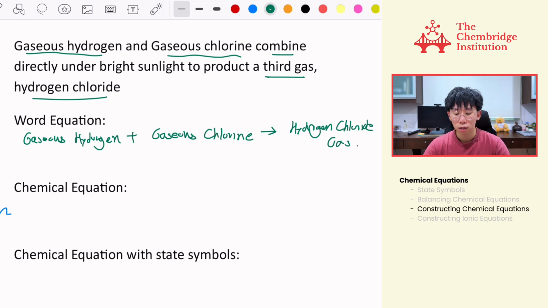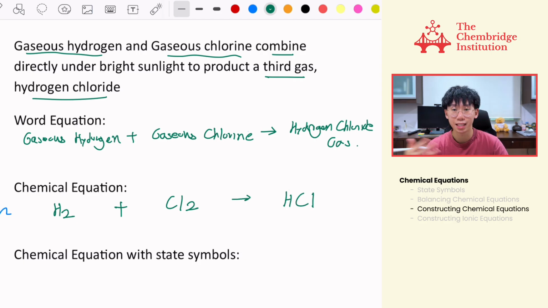Okay, now then you form the chemical equation. So gaseous hydrogen is just H2. We kind of memorize the formula over here, right? Plus gaseous chlorine is Cl2, because this is a diatomic molecule, because this is a halogen, and this will give you hydrogen chloride gas, which is HCl, right? Then you want to balance the equation.